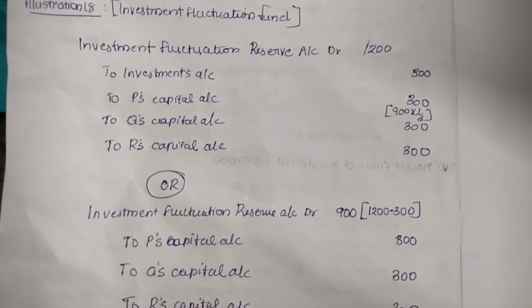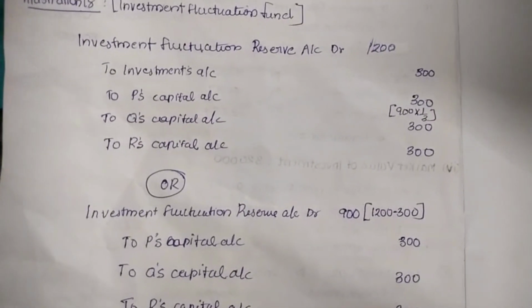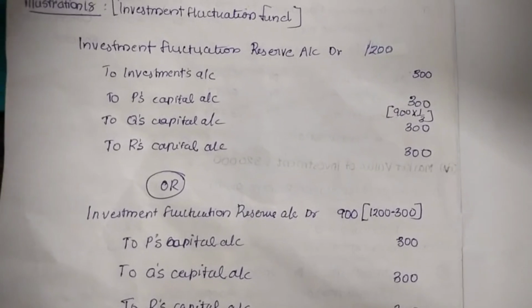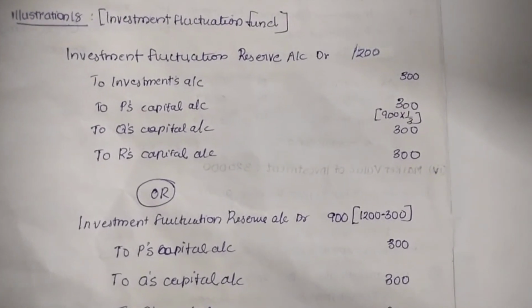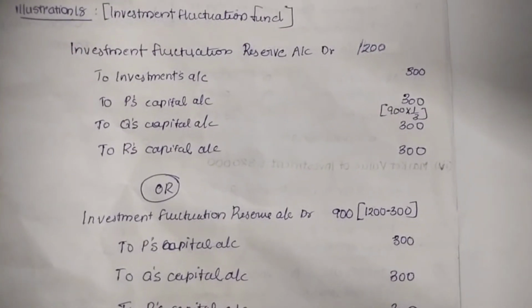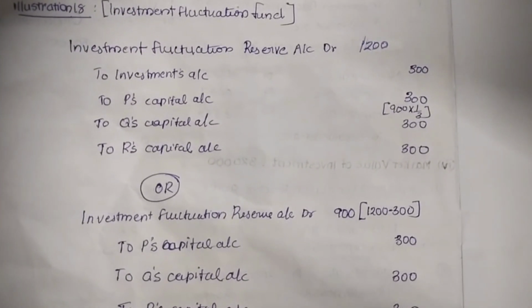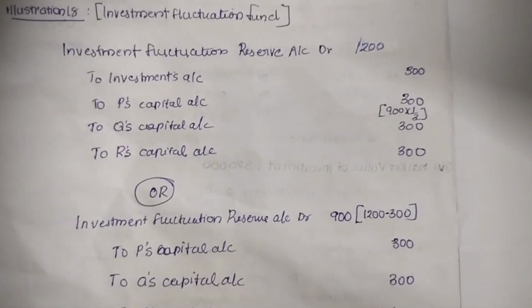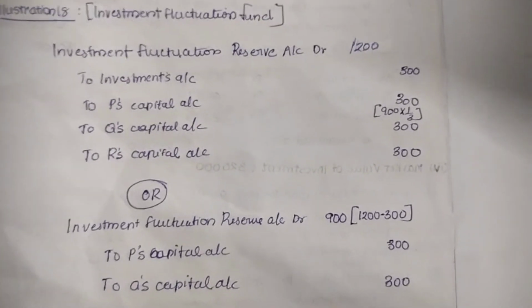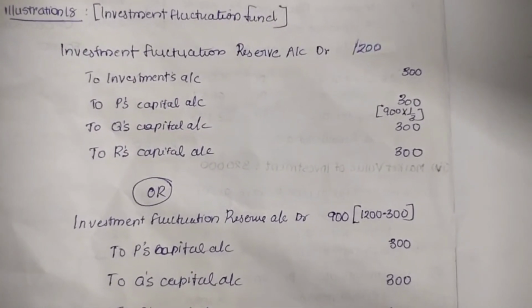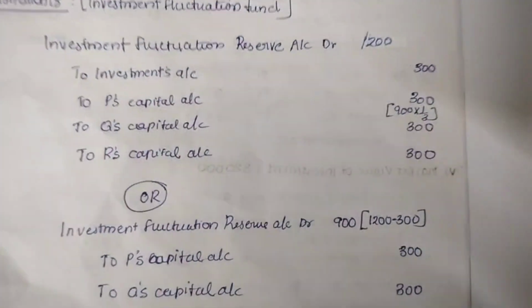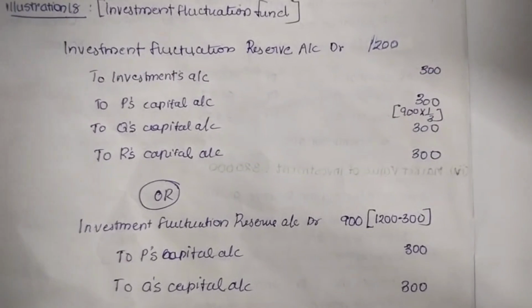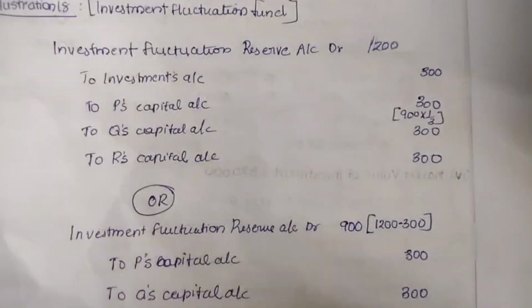So we already know what I have explained in the video. First we have to calculate the amount of loss. So 5,000 minus 4,700, we get 300 as the loss, and we have to take that from the investment fluctuation reserve. We already have 1,200 in the reserve. Okay, so it's fine to take 300 from this reserve, and then we can share it among the partners, and that is what I have explained in the video.